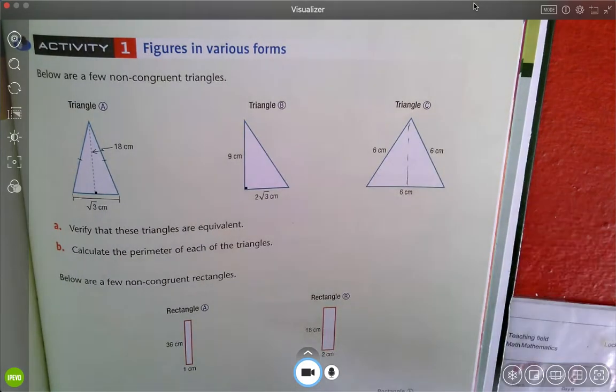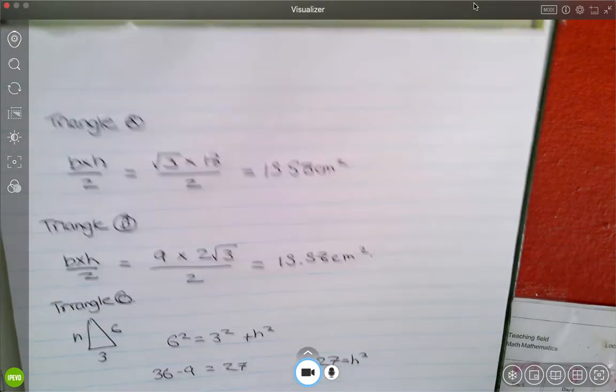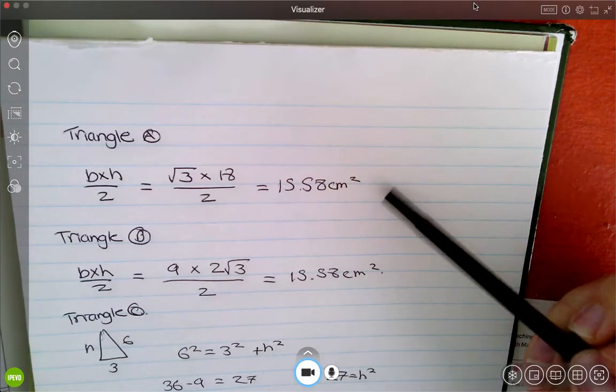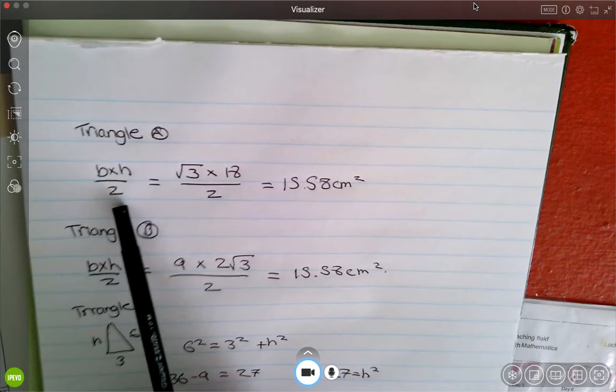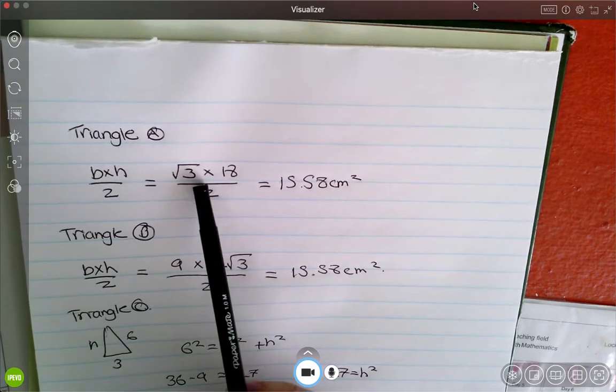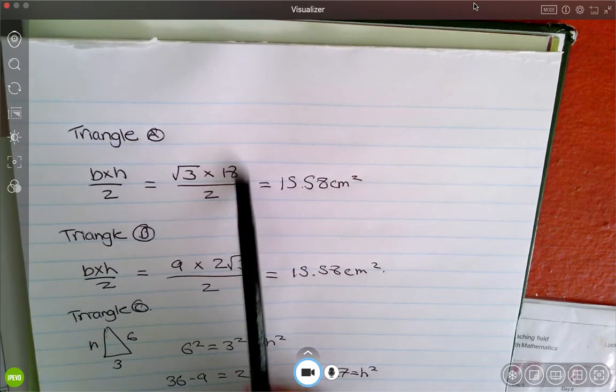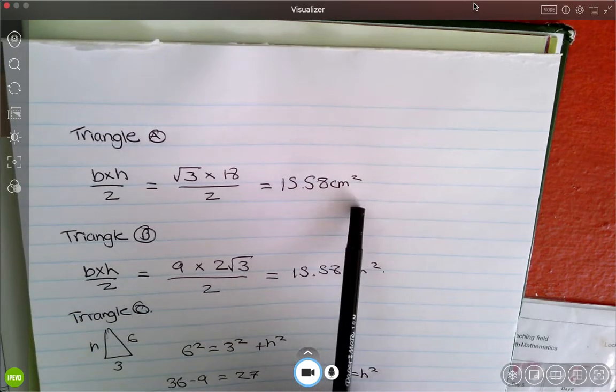Okay, so here's my work. In triangle A, I did base times height divided by 2. My base was root 3. My height was 18. I divided by 2. I put this in my calculator. I get 15.58 centimeters squared.